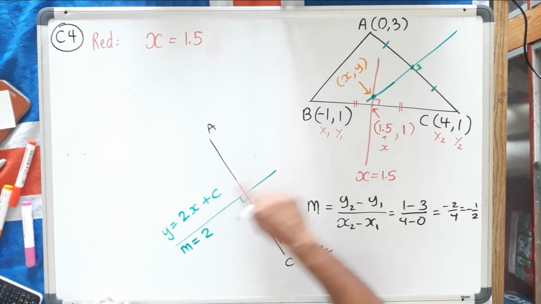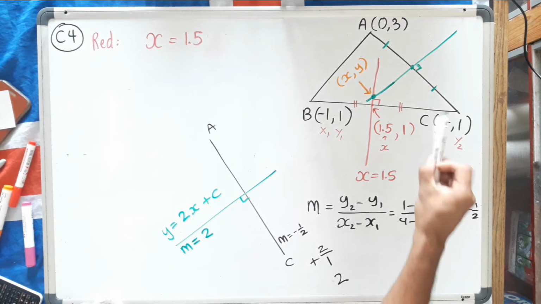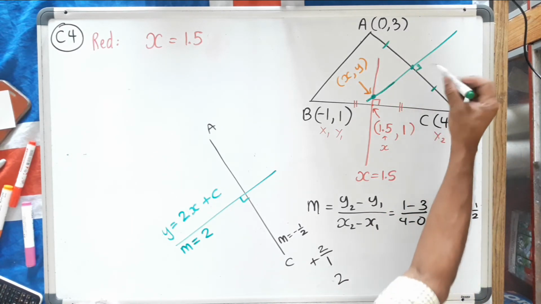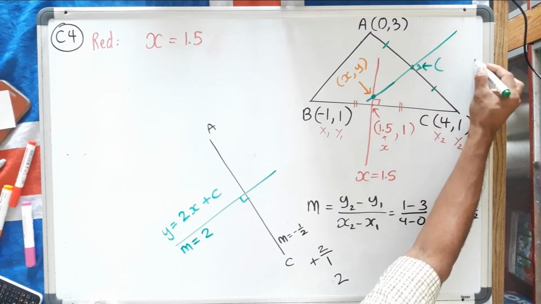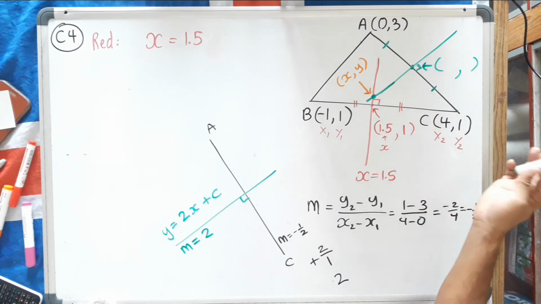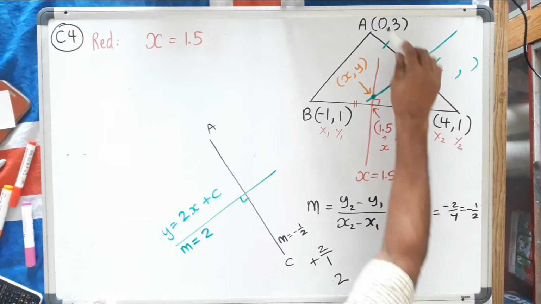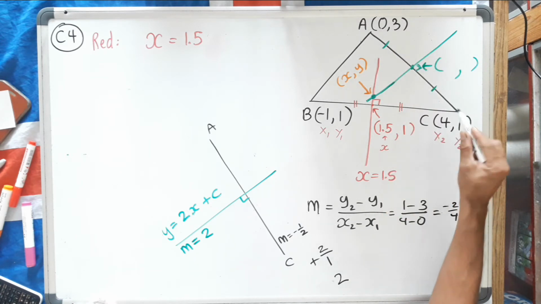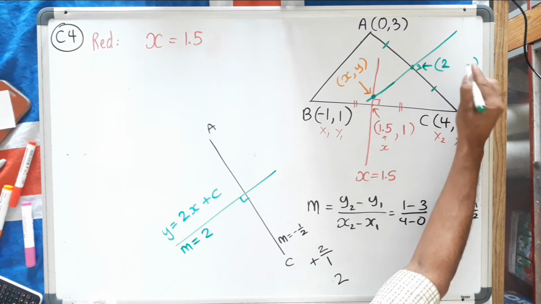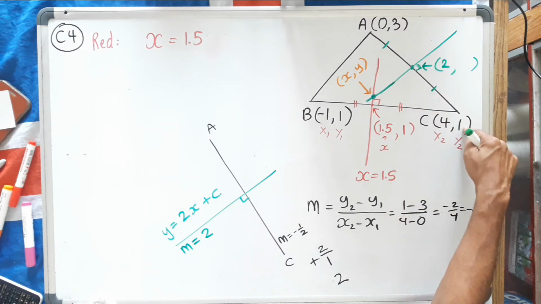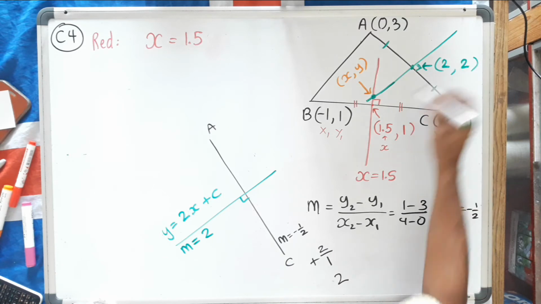To find c, we need a point on the green line. This here is a perpendicular bisector. So let's find the midpoint of AC, and that shall give us a point on the green line. How do you find the midpoint? You add the two x coordinates divided by 2. 0 plus 4 is 4. 4 divided by 2 is 2. 3 plus 1 is 4. 4 divided by 2 is 2.